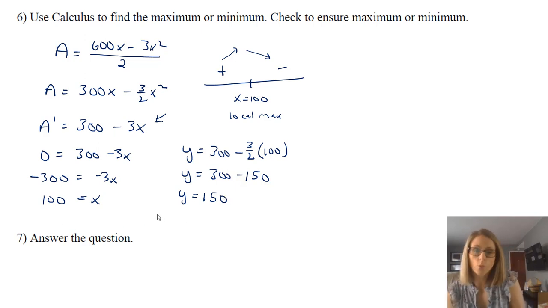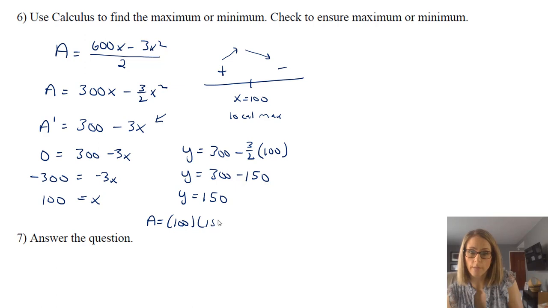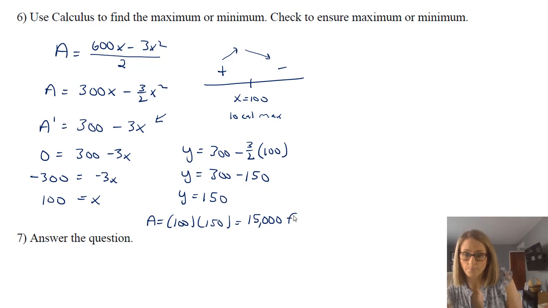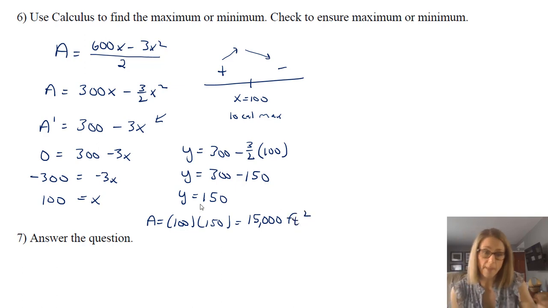And again, you could be asked the question, what is the largest area that you can enclose? That could be a question. That's not our question, but just to show you, then you would find, well, what is area when x is 100 and y is 150? And that's going to give you this, 15,000. And that would be feet squared. For x and for y, that is feet.